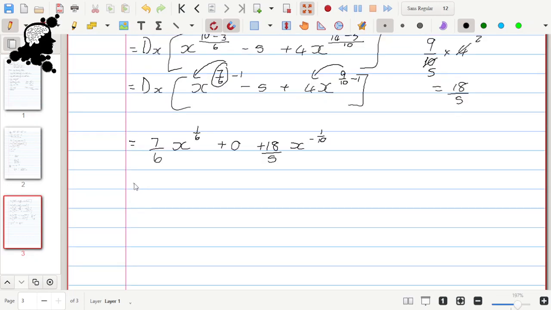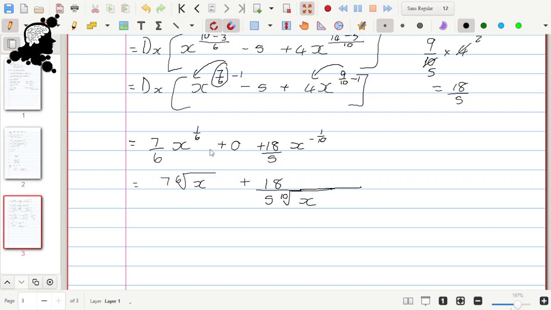Now to write our answers back in surd form, this is 7 over the 6th root of x. 0 goes away, plus, I made a little bit of a mistake. This is just supposed to be 7 6th root of x because we do not have a negative exponent. Then we've got positive 18 over, we've got a negative exponent here. So this is 5 10th root of x.